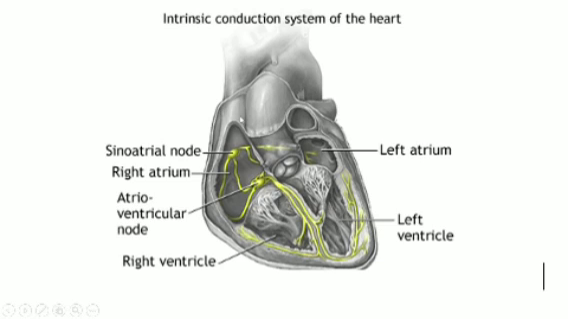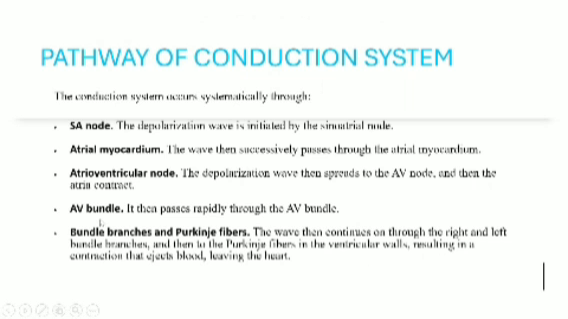See this picture. Intrinsic conduction system of the heart. Sinoatrial node, right atrium, atrioventricular node, right ventricle, left atrium. Sinoatrial node and atrioventricular node. Coming to the next slide. These are the pathway of the conduction system. What is the pathway of the conduction system? It starts with the SA node. The depolarization wave is initiated by the sinoatrial node.